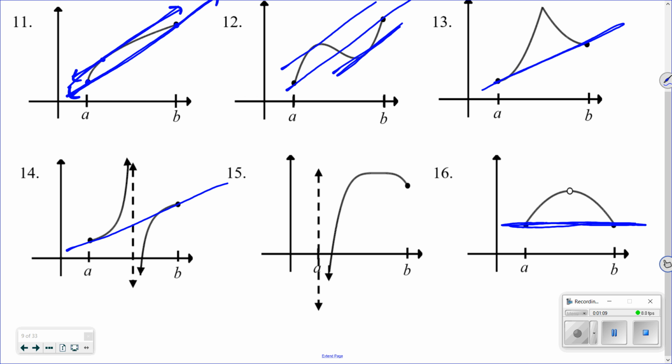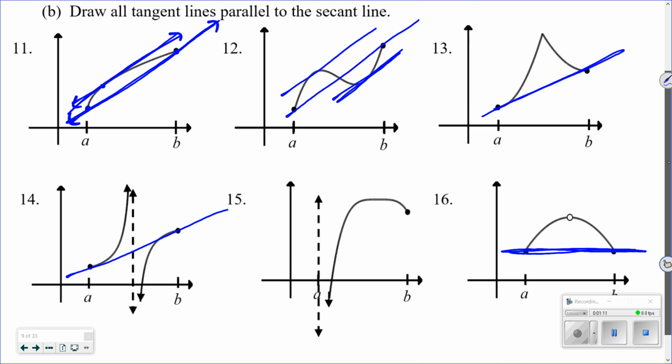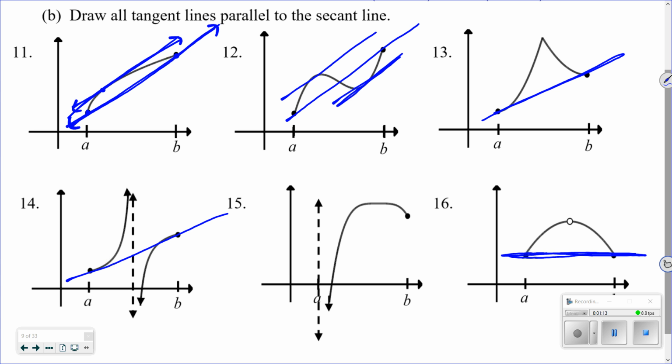So I have all mine drawn. On number 12, I think I could actually draw 2 lines that are tangent. So here's my secant line, and it looks like it has 2 places where you'd have parallel tangent lines. On 13, I could not draw a parallel tangent line. I guess you could draw an infinite amount of lines that cross through there, but there really is no slope there, so I don't know that you could say it was parallel. Are we good with that? It's not differentiable because there's a sharp turn and there's no slope.